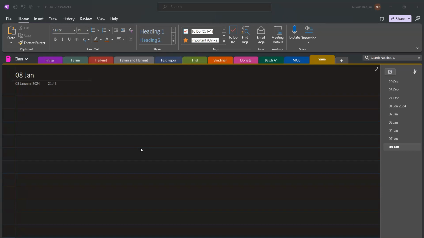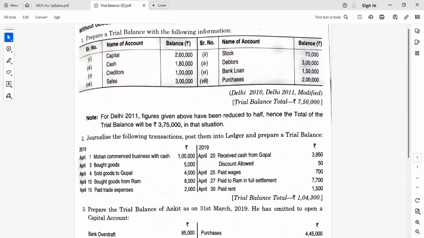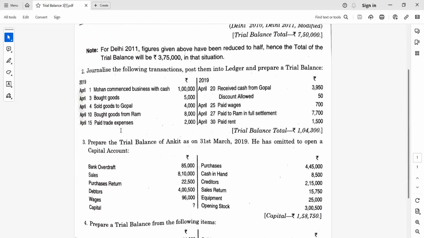Okay. So can you see the screen, the question? I can see the screen, yeah, and the question too. Yes. So question number 2. Okay, sir. So in this question, we have to pass the journal entry, journalize the following transaction, post them into ledger and prepare a trial balance.